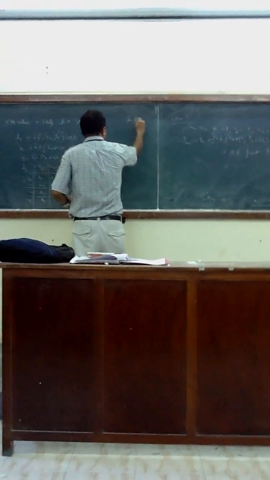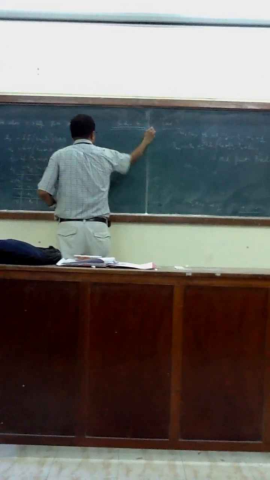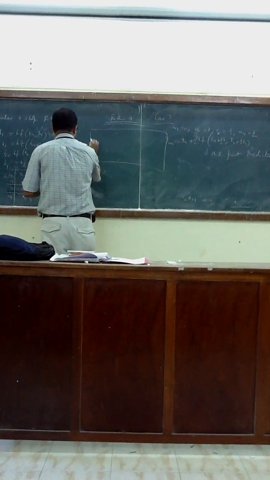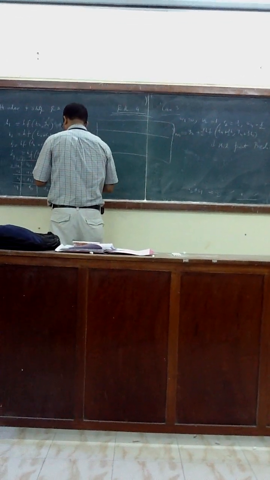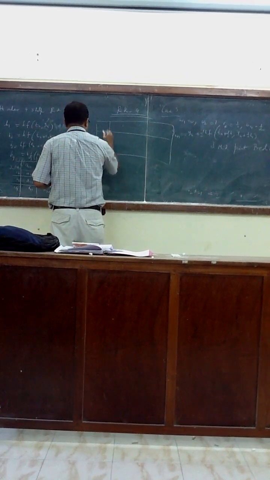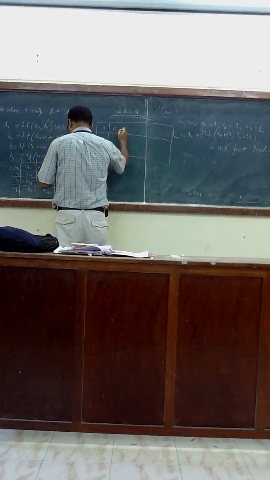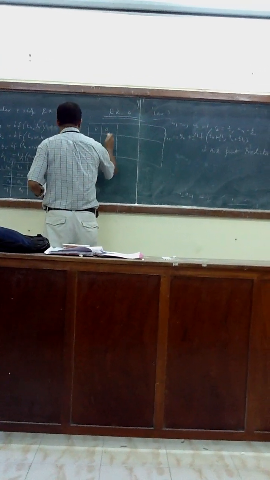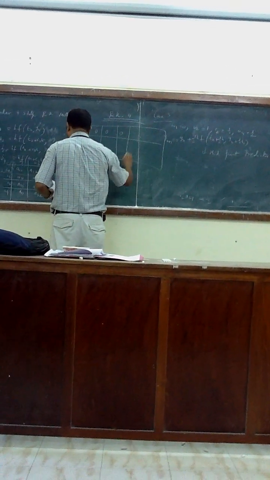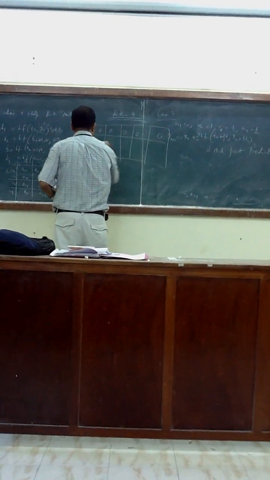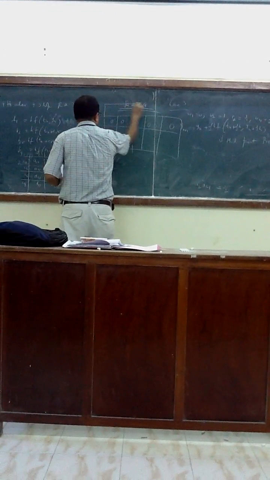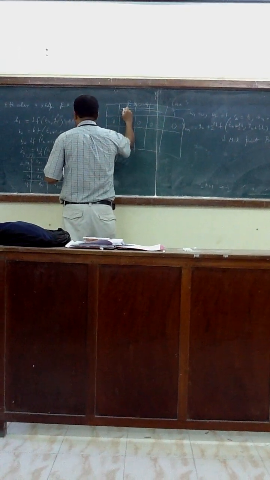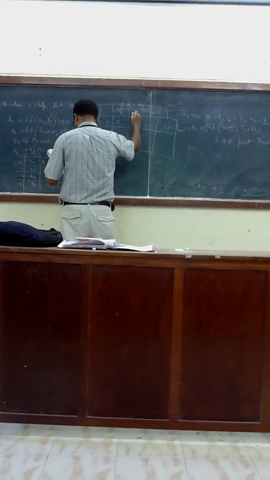First I will write for C1, which is 0, 0, C1, A11, A12, A13, A14. I will write W1 later. Maybe W1 I can put here, 1 by 6, 2 by 6, 1 by 6. This table is very important. I'll ask you to solve a problem using this table. So you can actually have this handy for the example.